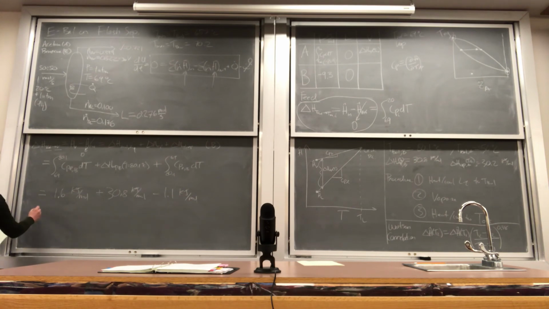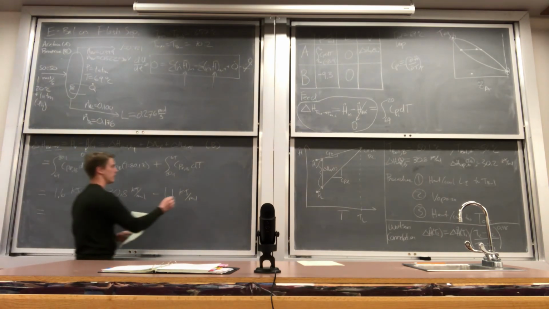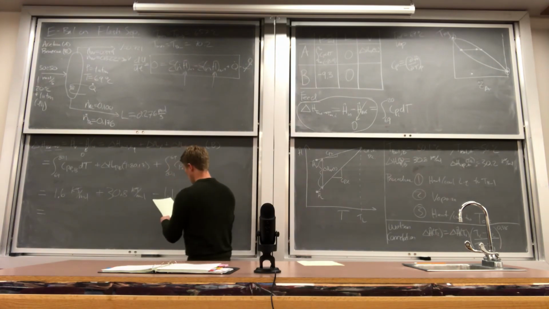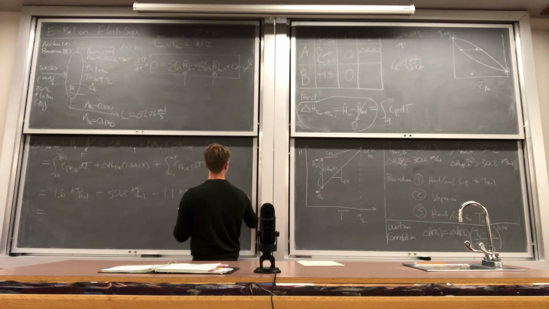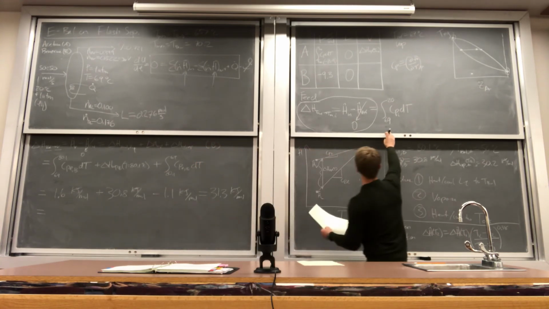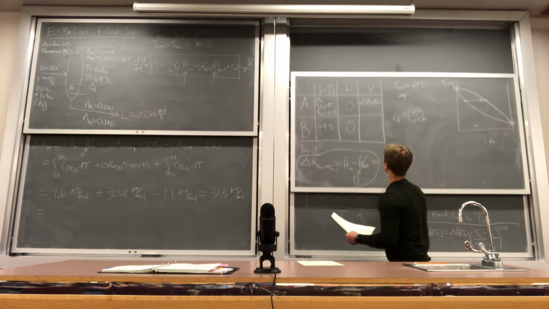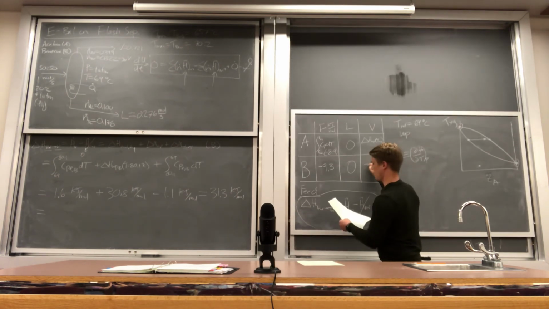And so the number here we get is, actually, right here. Where did I have it? 31.3 kilojoules per mole. And we can add it to our chart. This is for benzene, 31.3.